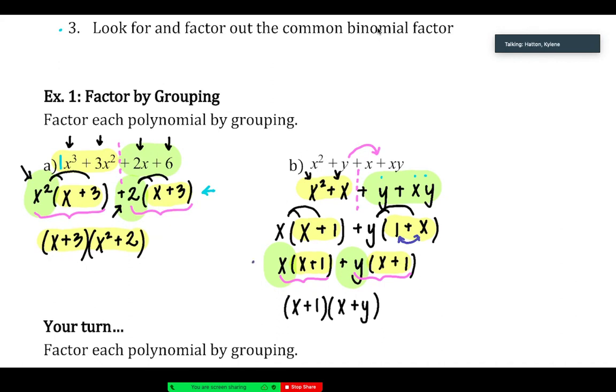So from this step to this step, we're pulling the x plus 1 out of both terms. And then when we pull it out of both terms, what we're left with is just what we have left over, that x and that y. Those get grouped into their own binomial. So x plus 1 times x plus y.